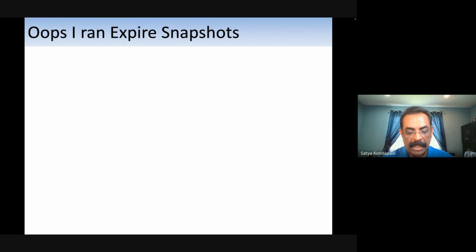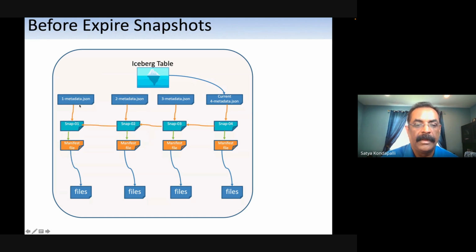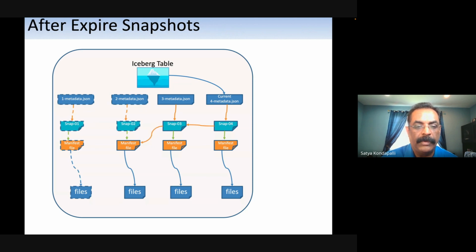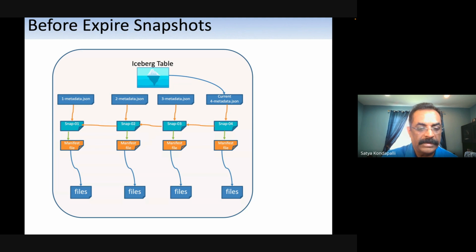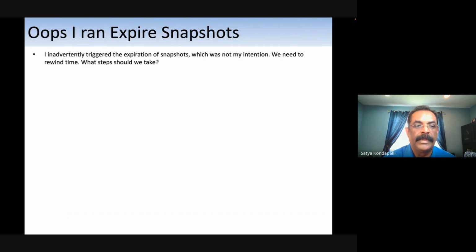Okay, but sometimes, as I said, oops, I don't want to lose this snapshot. I want to go back to here, right? We accidentally ran the expire, and then we want to go back to this status, because somebody says so, or we still want to keep this history instead of going back to level 0. So I inadvertently triggered the expiration of a snapshot, which was not my intention. So we need to rewind time. What steps should we take?